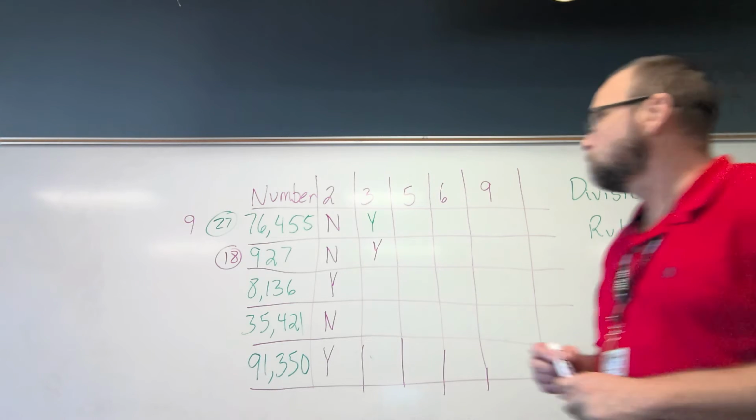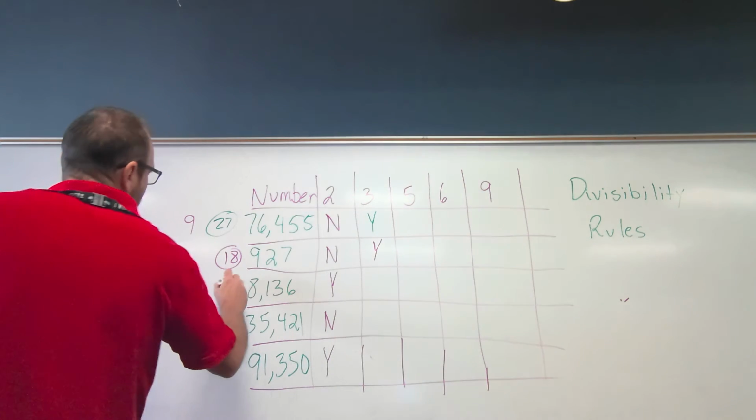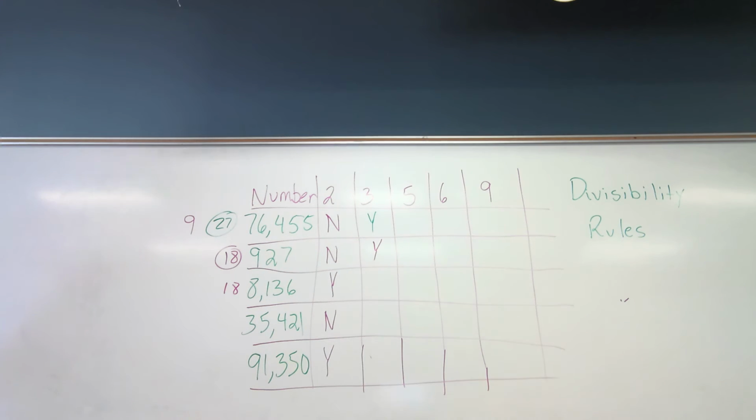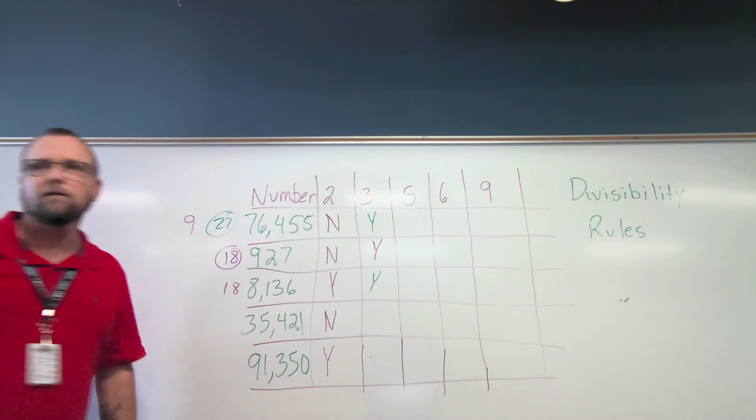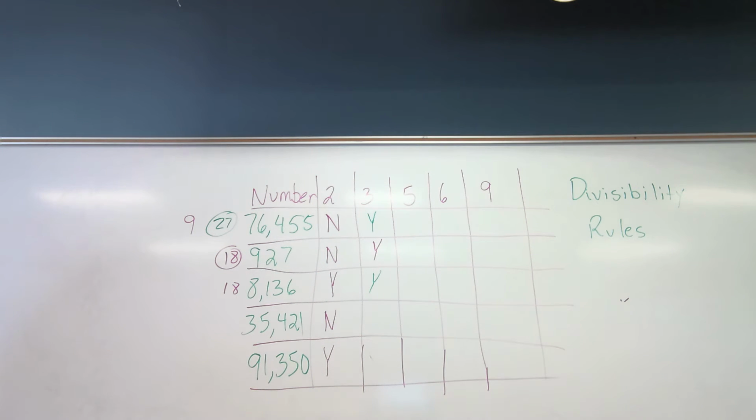18. So Knox, is 8,136 divisible by 3? Yes. Because 3 is a factor of 18. 3 goes into 18 evenly.